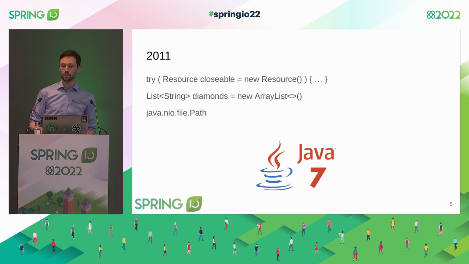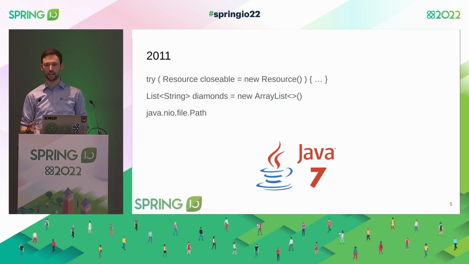In 2011, Java 7 came out, and with it improvements such as automatic resource management, the diamond operator for type inference, and new file input and output classes. Nice, small improvements with clear before and after semantics, which we eagerly adopted by hand.